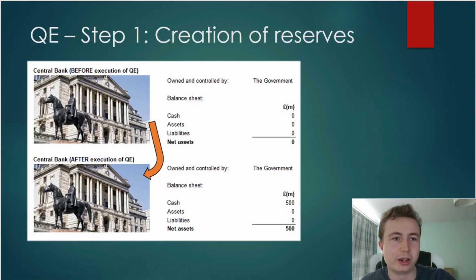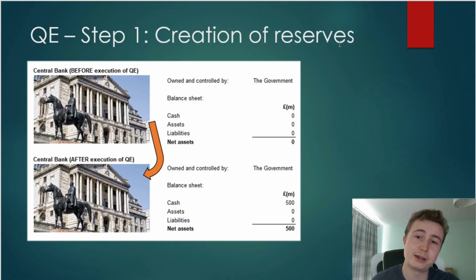So how does it work then? Quantitative easing, how does it work? Step 1, creation of reserves. So this is what they do when they announce we're going to do 10 billion. We're going to walk through now how that process works. So here we have the central bank before the execution of QE. So its balance sheet is at a neutral position. It hasn't got any extra cash, no extra assets, extra liabilities. It's in a neutral position.